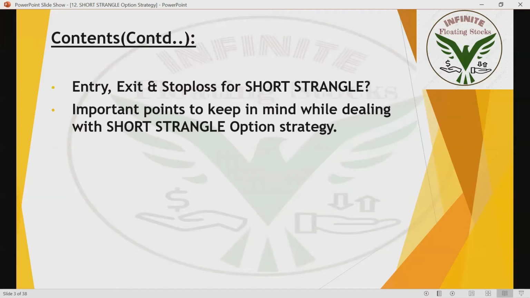I'm going to tell you the exact or nearest stop loss that you can put when you are trading the short strangle on Monday, Tuesday, Wednesday and Thursday. Finally, I'll end the session with a few important points that you need to keep in mind when you are dealing with this amazing strategy.